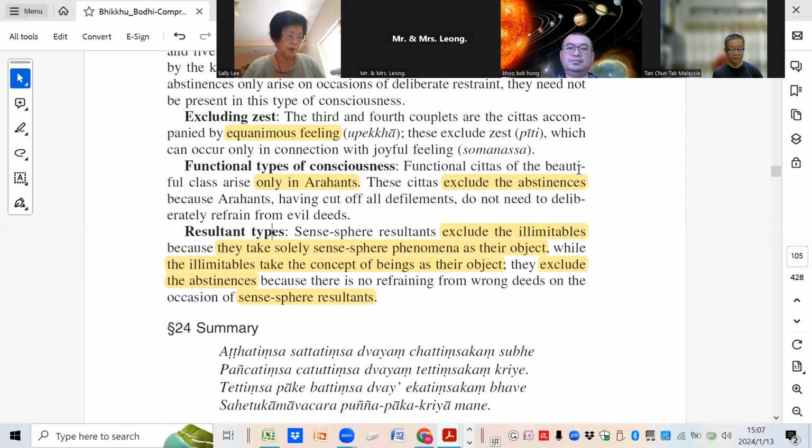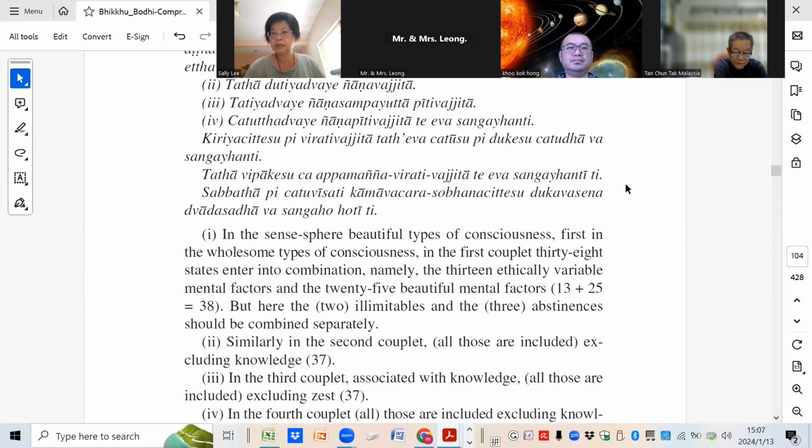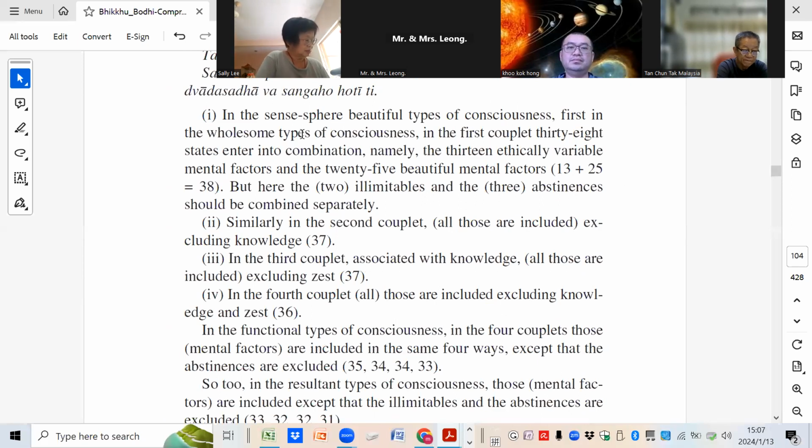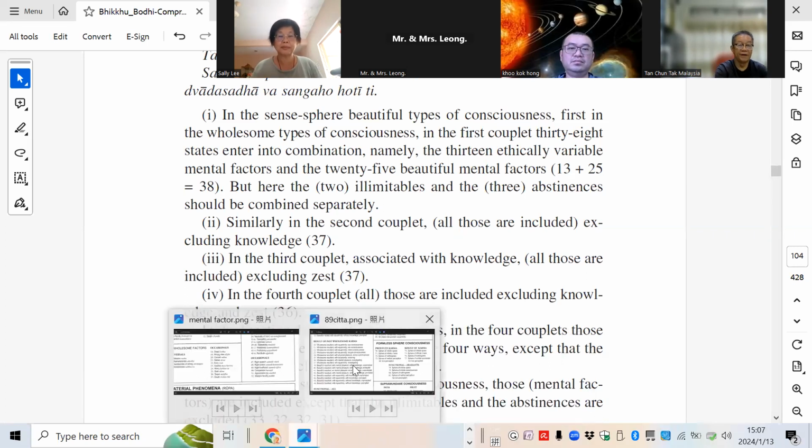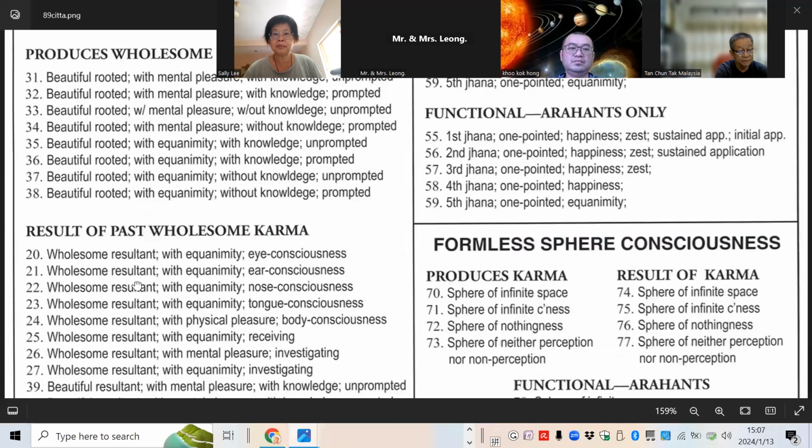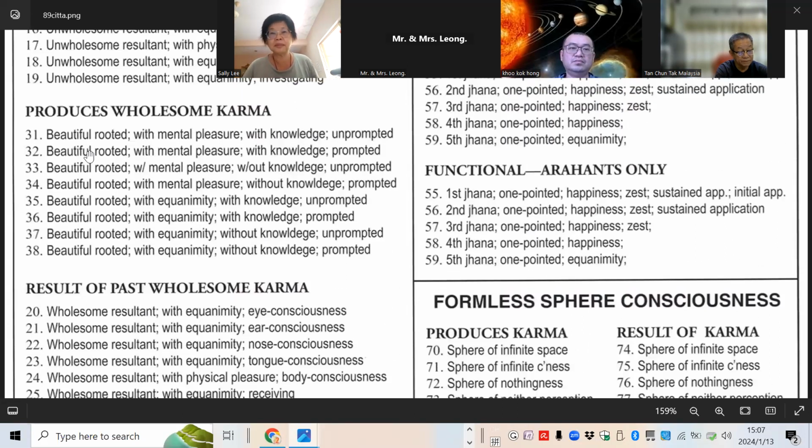So now we come back to the calculation. Number one, let's take a look. In the sense field beautiful consciousness, first in the wholesome part of consciousness, the first couplet. We do the calculation for this pair: beautiful root with mental pleasure, with knowledge, prompted and unprompted. Let's see the calculation.